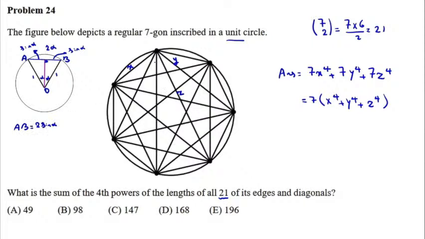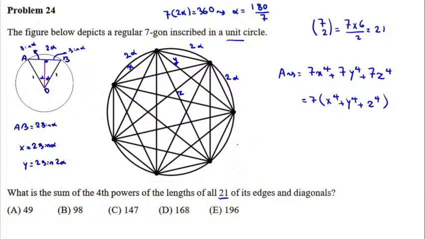Now here, if I consider this part 2 alpha, 7 times 2 alpha equals 360. So here alpha equals 180 over 7. Now that we know this, x will be equal to 2 sine alpha, but for y we have 2 alpha here, so y will be 2 sine 2 alpha, and for z, with 2 alpha, 2 alpha, 2 alpha, z will be 2 sine 3 alpha.